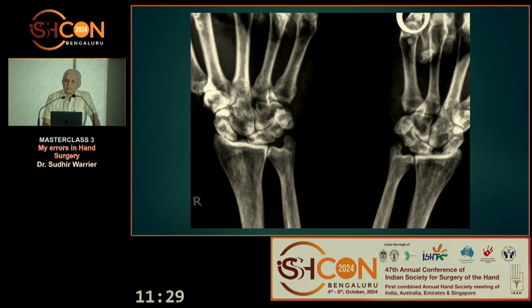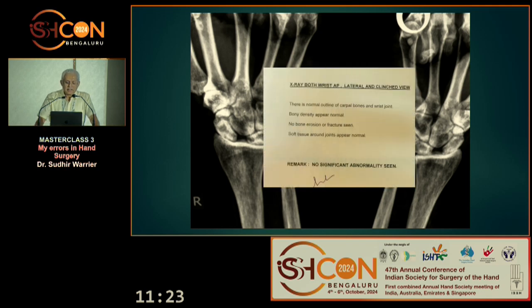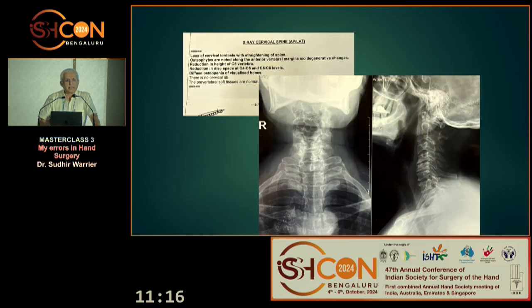Here's a patient with a very obvious problem on both sides. Terry Thomas seems to be smiling at all of us. And yet it says no significant abnormality seen. So please don't rely on reports, because there can be big errors. Says no cervical rib.